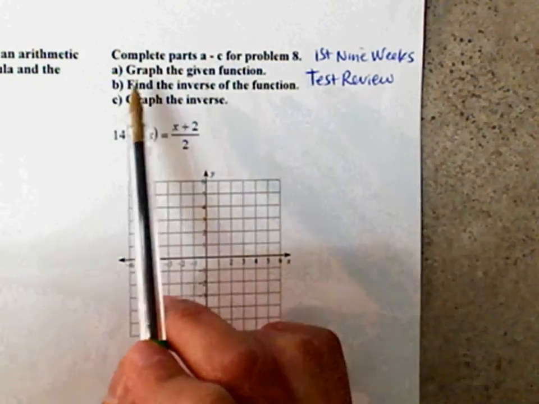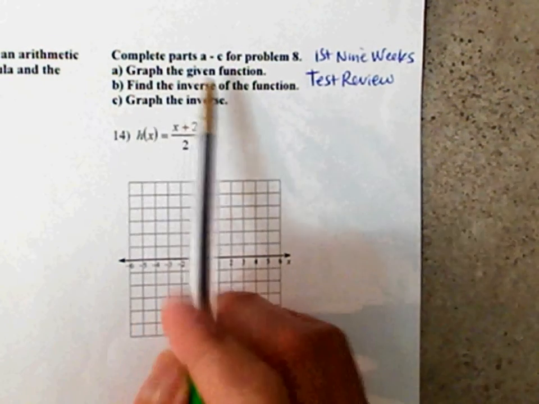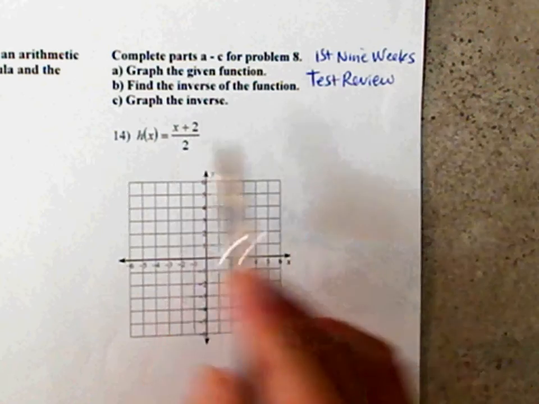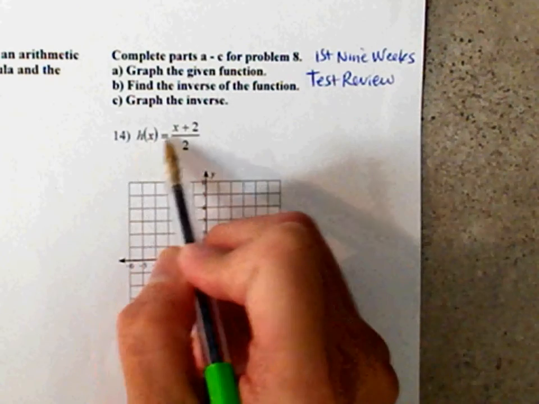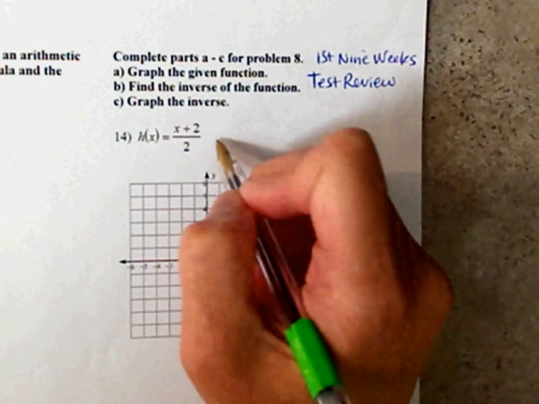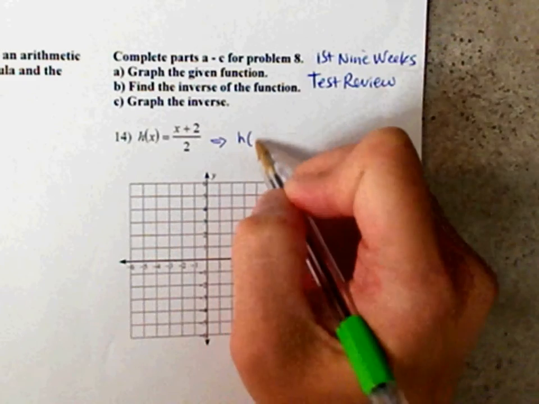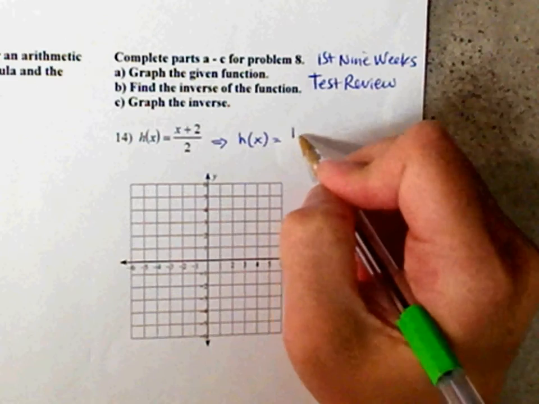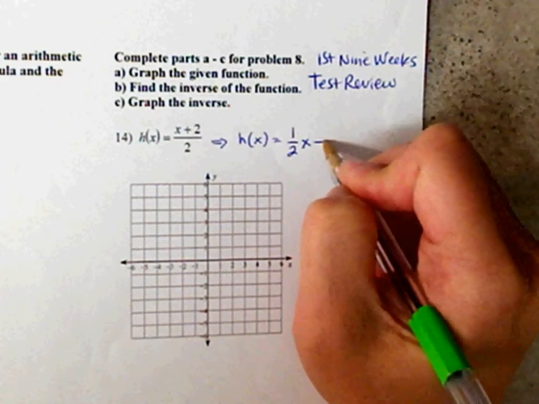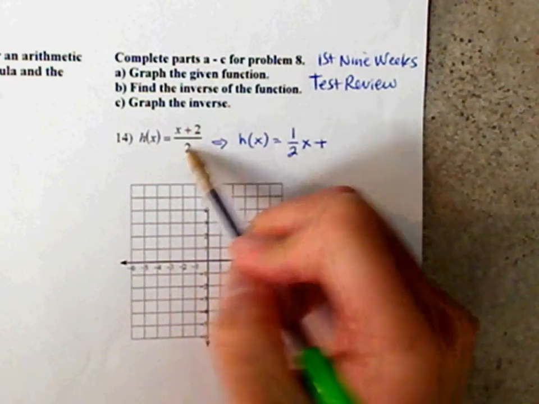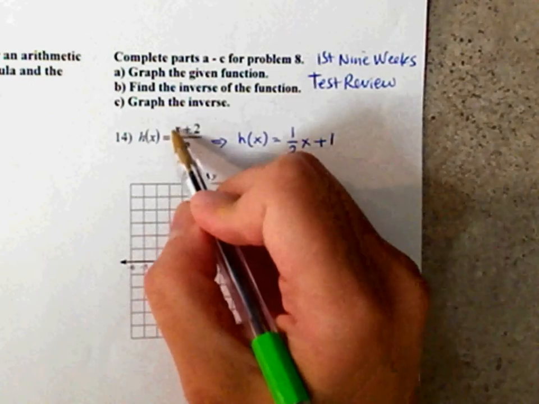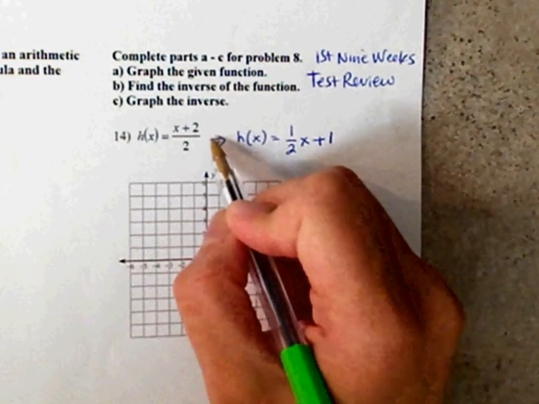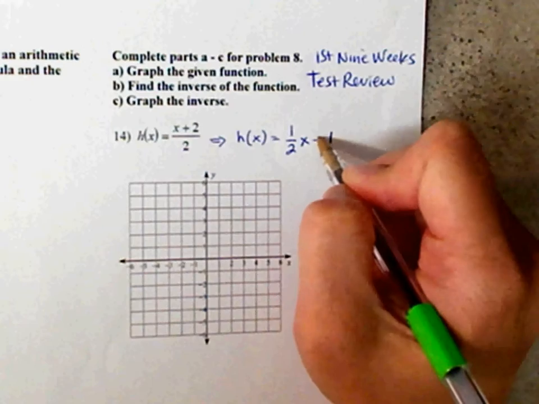Step 1, or A, graph the given function. So here you have that function. This is the same as y equals x plus 2 divided by 2. I am going to rewrite it in slope-intercept form. So this is the same thing as 1 over 2x plus 2 divided by 2 is 1. 1 divided by 2 is 1 half. 2 divided by 2 is 1.